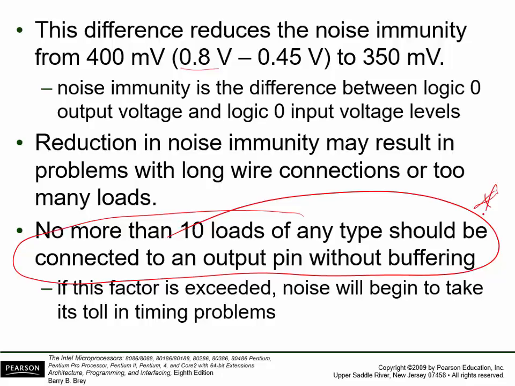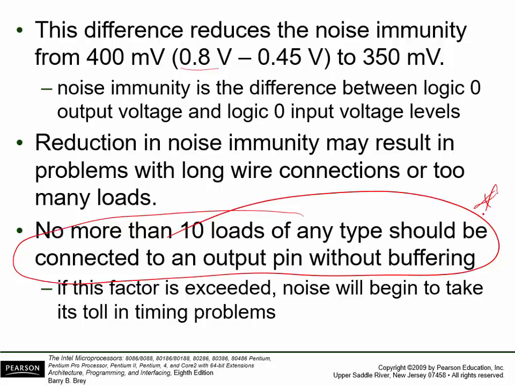If I have more than 10 loads of any type connected to an output pin, I need to buffer it. That's just a general rule of thumb. If you exceed this, noise will begin to take its toll. You start ending up with timing issues, and brownouts where signals are lost because of the noise. We end up with too many losses on what I want to call the IR drops. As you're drawing current through the wire, there's a voltage drop across that wire or that bus.